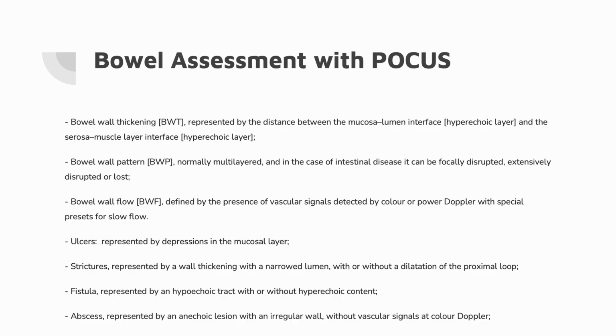Some other things that we're familiar with seeing in IBD patients are ulcers, strictures, fistulas, and abscesses. So with ulcers, this is represented by depressions in the mucosal layer. Strictures, you can see wall thickening with a narrowed lumen with or without dilation. Fistulas, you'll see a hypoechoic tract, and again, with or without hyperechoic content within. And an abscess is seen with an anechoic lesion with an irregular wall.